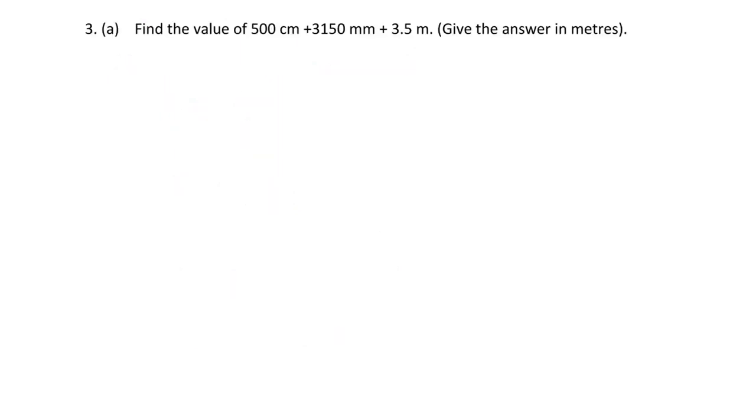Question number 3, part A. Find the value of 500 centimeters plus 3,150 millimeters plus 3.5 meters. We are supposed to give the answer in meters. Okay, so this is the dimensions problem. First, we are going to convert all the units into meters.